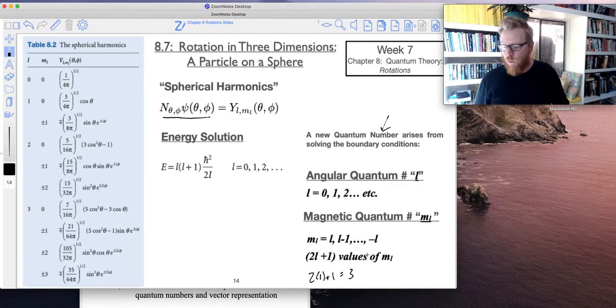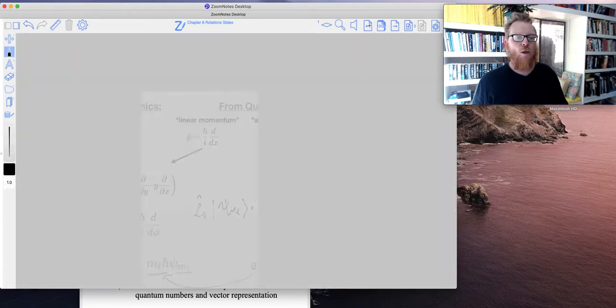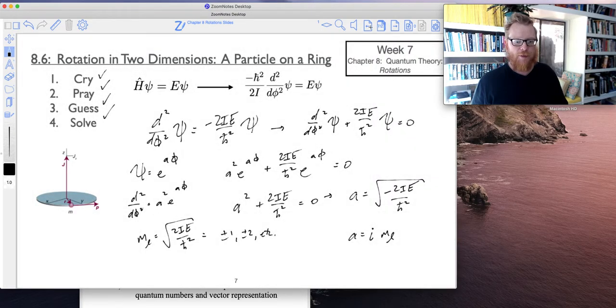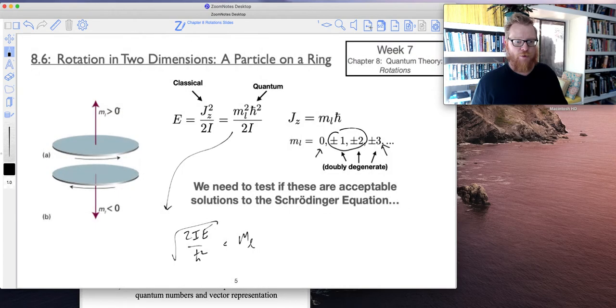Okay. So what else do we get from solving the spherical harmonic particle on a sphere? Well, we get the energy solution, and we actually get the energy solution in terms of quantum number L, which is cool. It becomes L times L plus 1 times h bar squared over 2I. So this h bar squared over 2I should be familiar because recall when we did the particle on a ring, let me find that solution for energy.